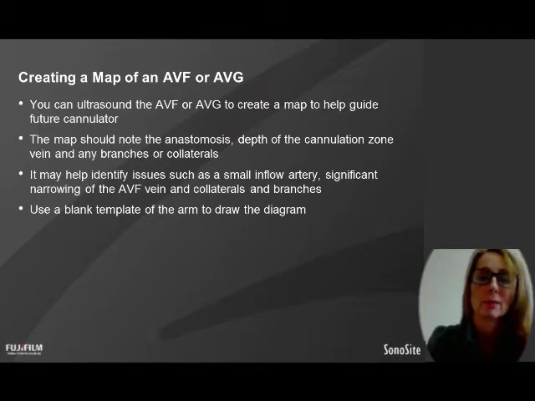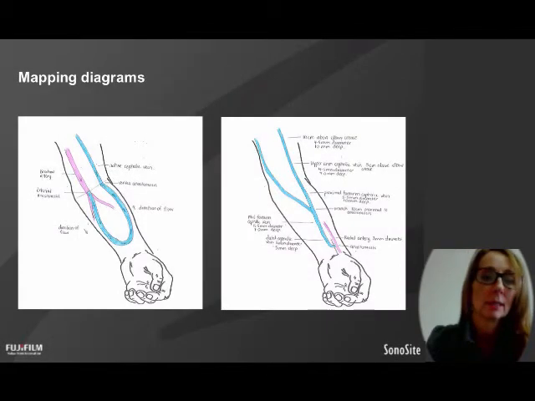We can identify collaterals and branches, particularly in deep vessels, so we can alert staff to the risk of having trouble puncturing in those areas and advise them to avoid certain areas. I keep blank templates in my unit. The staff could just print them off, and they don't have to be artists then. They just have to draw the vessels onto the arm. So here's a couple of examples of mine.